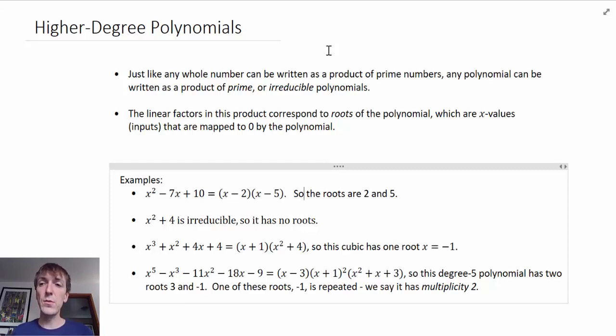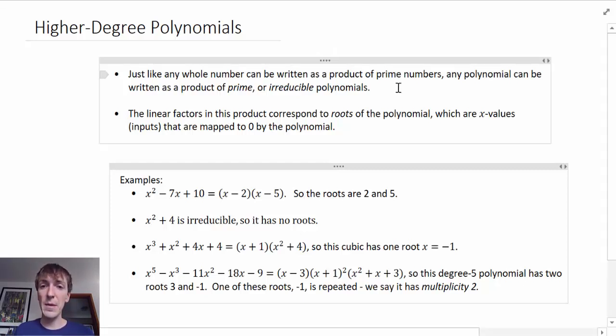If you think back to middle or elementary school, whenever you learned about this, any whole number can be written as a product of prime numbers. That's a very useful idea. Well, similarly, any polynomial can be written as a product of prime or irreducible polynomials, so polynomials that just can't be factored anymore. I'm going to be using the word irreducible in class, but I know the book likes to use the word prime, so I thought I would throw in both of these.